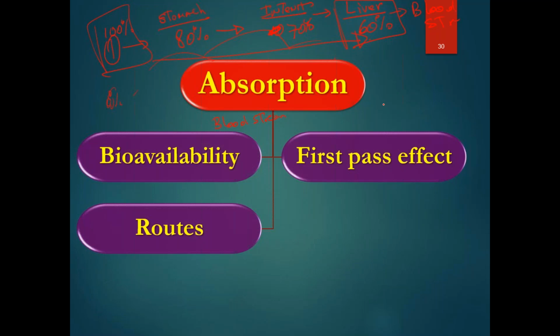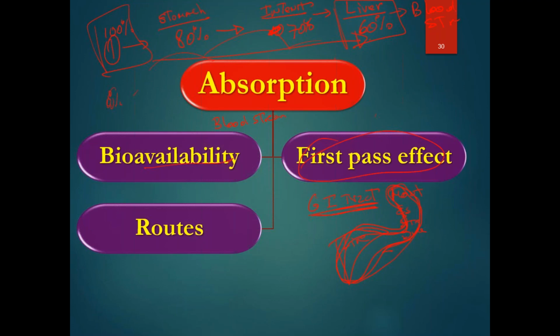The first pass effect is everything that is going to go through the GI tract. I don't need to ask what the GI tract is already, right? The GI tract is all from the mouth to the esophagus, the stomach to the duodenum, intestine, and the drug is going to be absorbed. And then they're going to go where? To the liver. And all this is the first pass effect. So the first pass effect is going to affect what? The bioavailability.